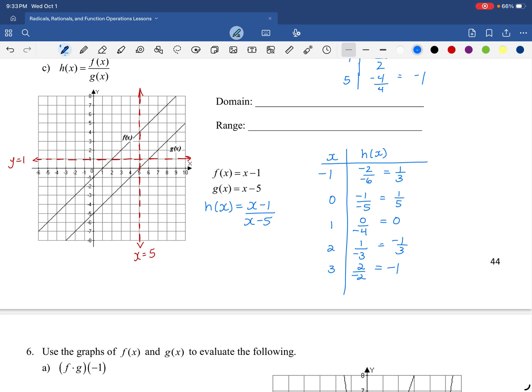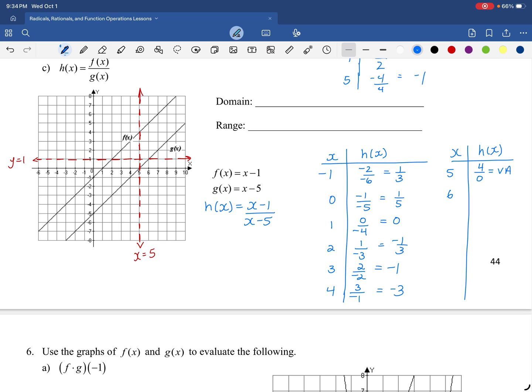When x is a 4, what's happening? When x is a 4, f is a 3, and g is a -1, so that's going to give you -3. I'll have to do another table over here. Okay, then we have the 5, so I will just algebraically write it down here. So when x is 5, f was equal to a 4, but g was equal to a 0. So that's why you get that vertical asymptote that we already talked about.